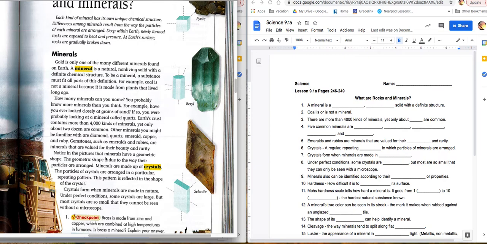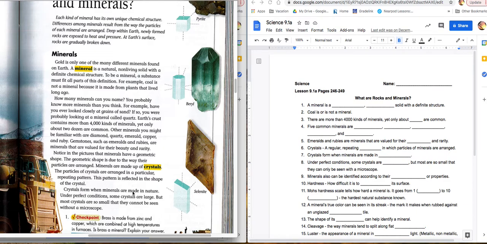Notice in the pictures that minerals have a geometric shape. The geometric shape is due to the way their particles are arranged. Minerals are made up of crystals. Okay, what's a crystal? Particles of crystals are arranged in a particular repeating pattern. So number 6 in your notes, that repeating pattern. This pattern is reflected in the shape of the crystal.